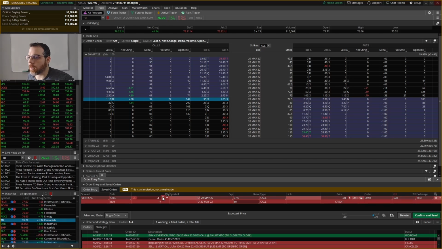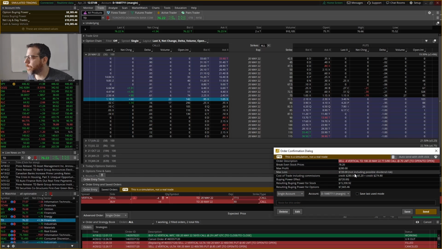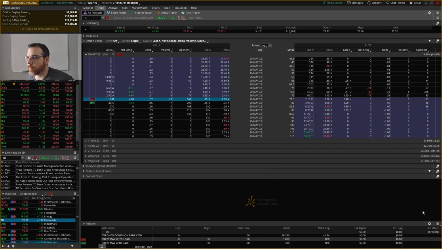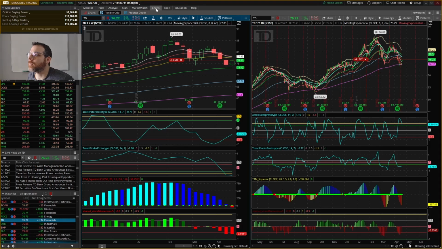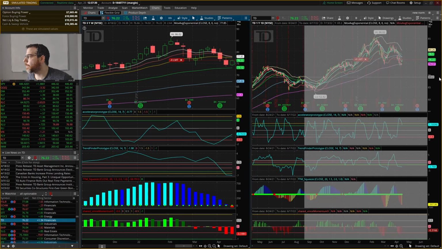So we're going to do 4, which would put a total of $1,000 tied up in this position. 70 cents. Yeah, it's pretty good. Pretty good risk to reward ratio, considering. And we'll see if we can get that filled. Yeah, so we got that. Yeah, we will see how this goes.